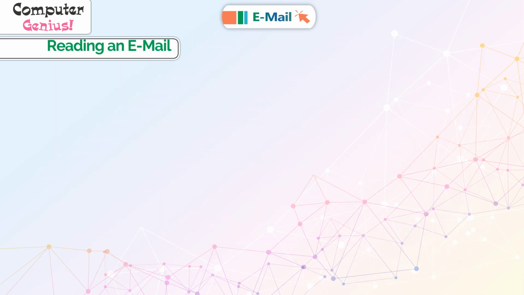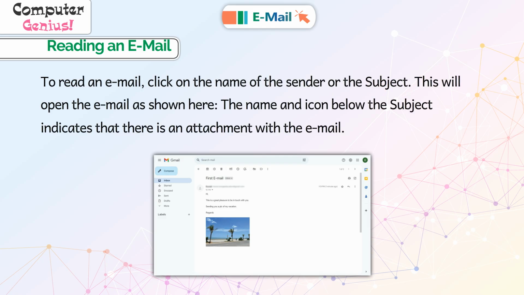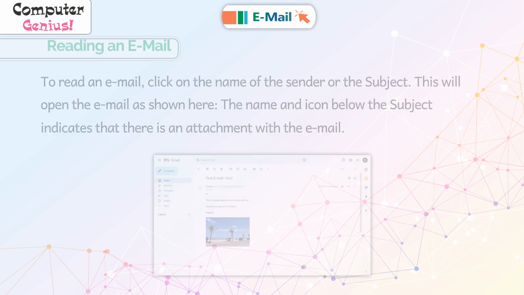Reading an email. You can read an email received from your friend by clicking on it. The number in front of inbox shows the number of emails in your account which you have not read till now. The unread mails appear in bold effect. To read an email, click on the name of the sender or the subject. This will open the email as shown here. The name and icon below the subject indicates that there is an attachment with the email.